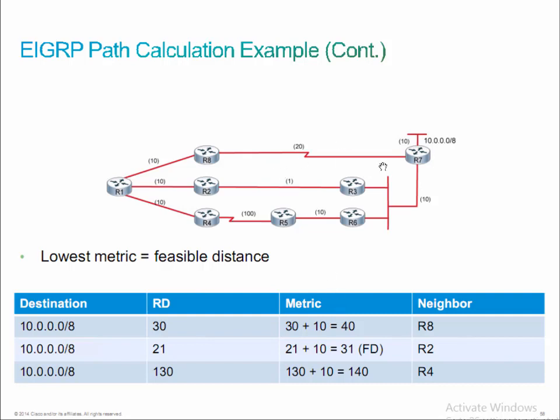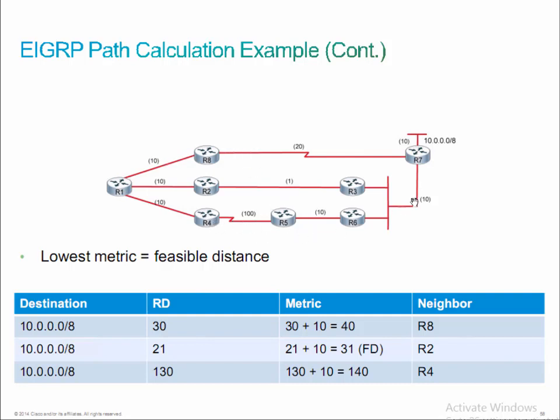The top path qualifies as a feasible successor. Remember, this is all from the perspective of R1 reaching this destination. The reported distance of the top path is 30. The feasible distance of the successor path is 31. So yes, this top path barely, but it does, meet the feasibility condition, which means that the path through R8 is going to become a feasible successor.